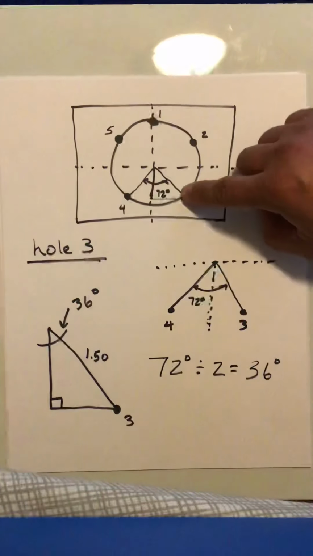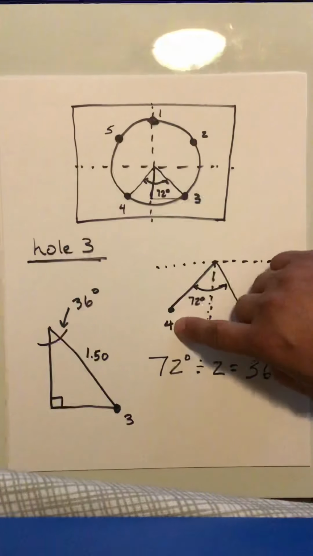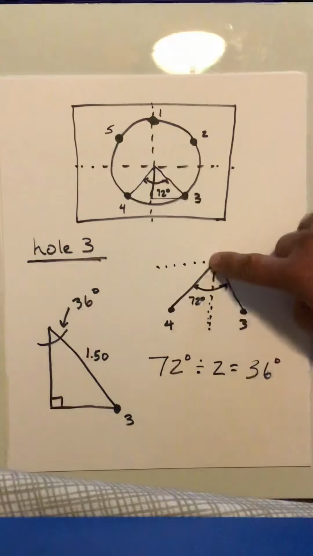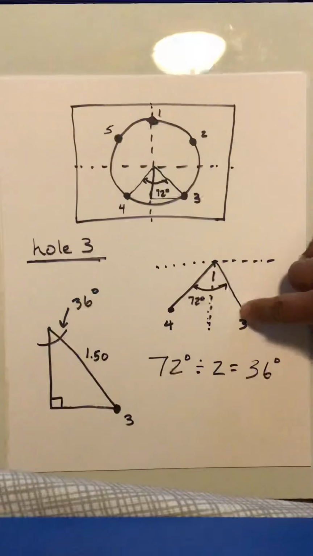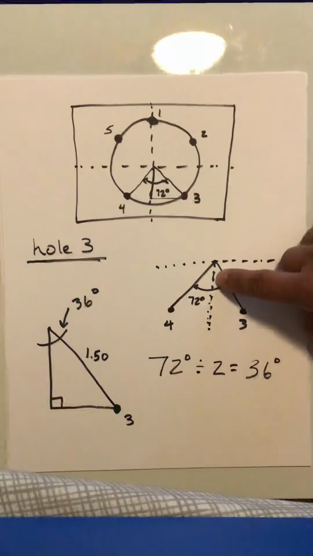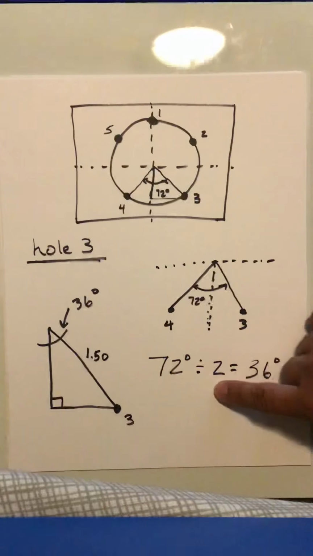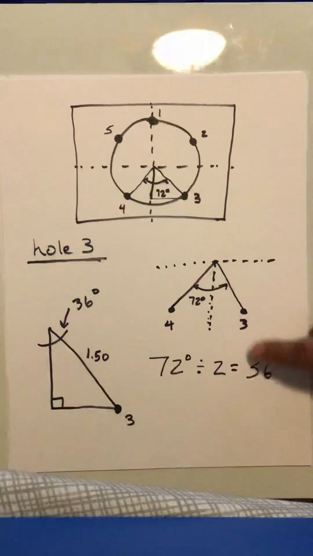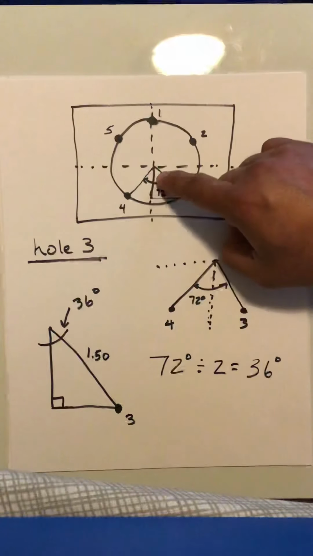Now, to find the location of hole 3, I'm going to use these two locations right here. Say this is hole 4 and this is hole 3, and this is from here to the center. Consider this the center of my circle. In between, there's this axis right here. It cuts them in half. So I'm going to take 72 divided by 2, and I get 36. Since this is 72 and I cut it in half, that'll be 36 right there.